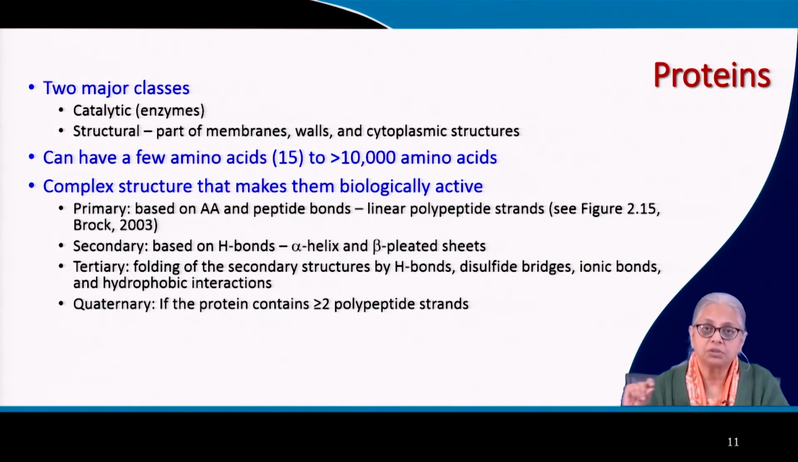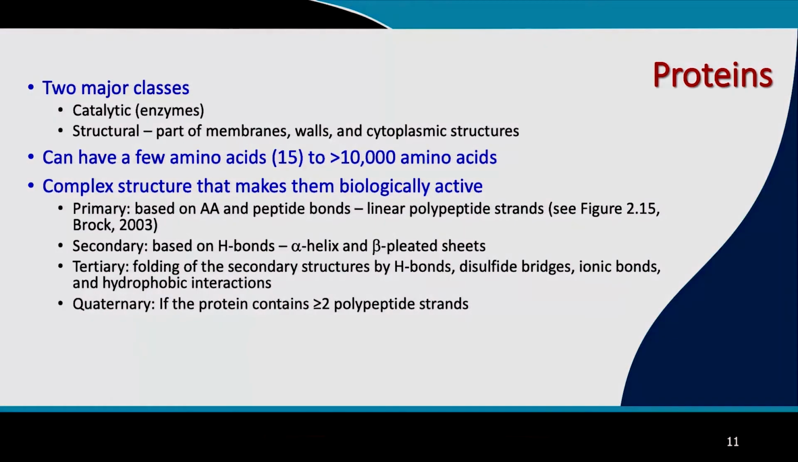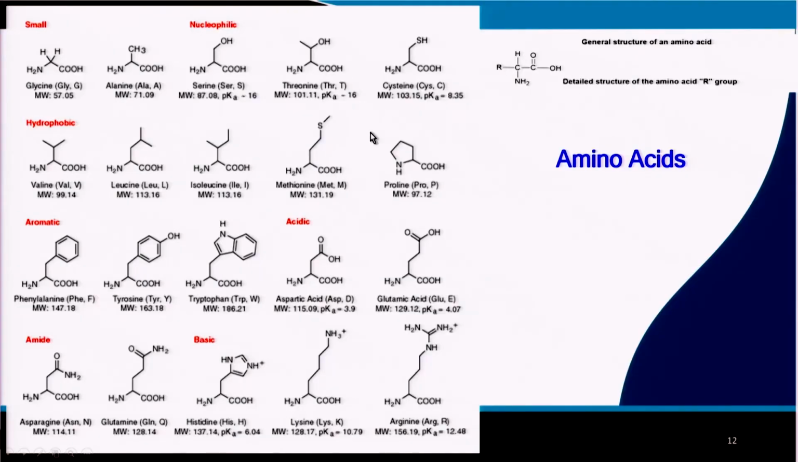So I've already mentioned that the primary polypeptide strand is based on amino acids and peptide bonds. You can refer to the textbook for more details and more graphics. So what we have here is the general structure of the amino acid at the upper right corner. So this is a simple structure where you have two carbon atoms, or you can say one carboxyl group and one amine attached to a single carbon.